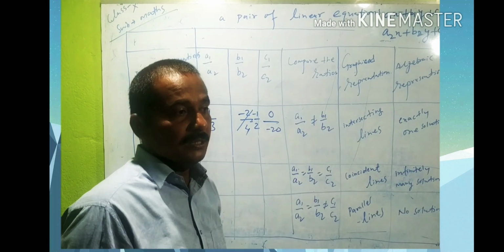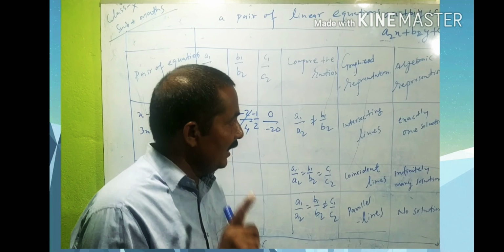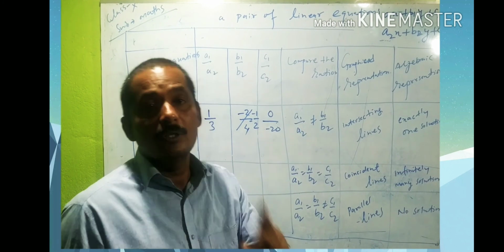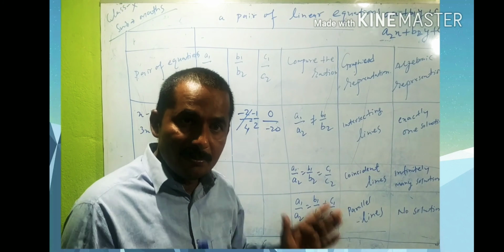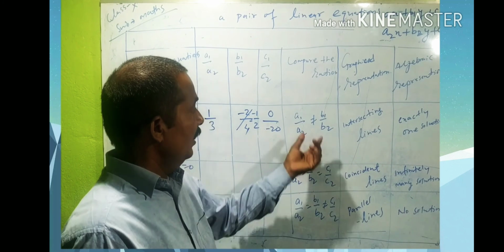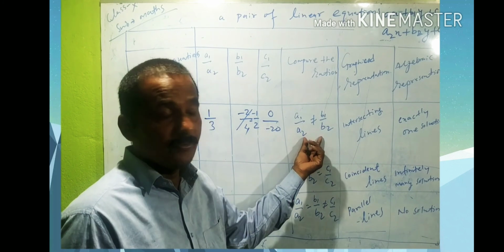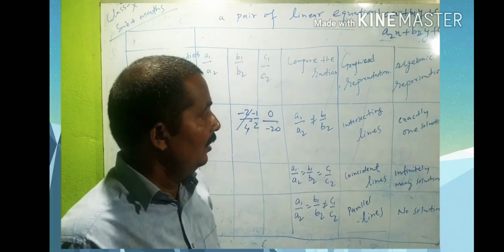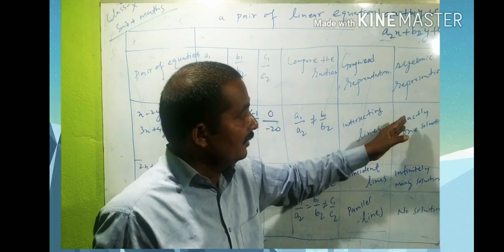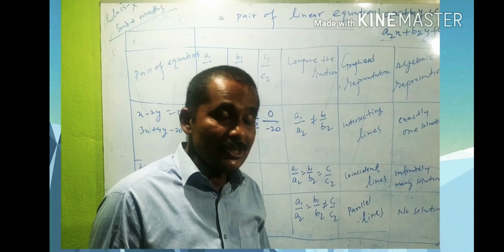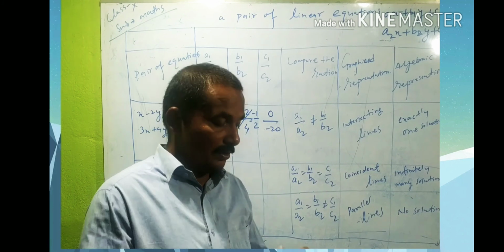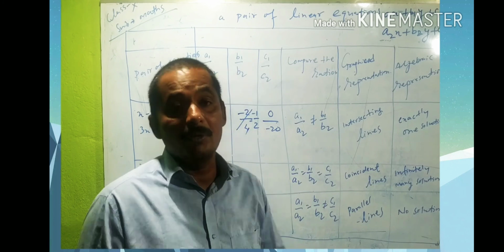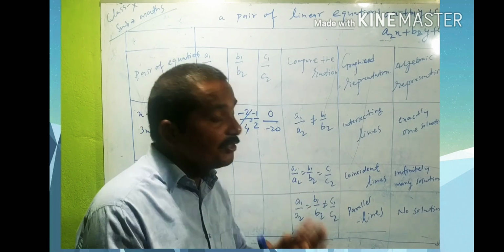Now, it means the two lines will intersect at one point. This will be the graphical representation if this condition prevails. And if you go for algebraic representation, that means they will have exactly one solution. Means the value of x and y will be a unique one, a single one that will satisfy the equations.